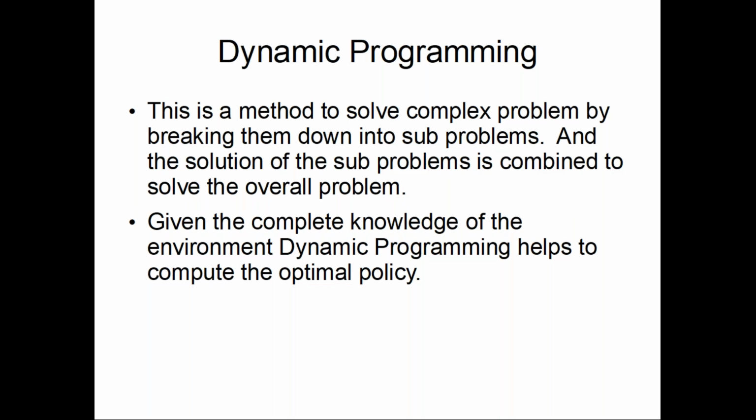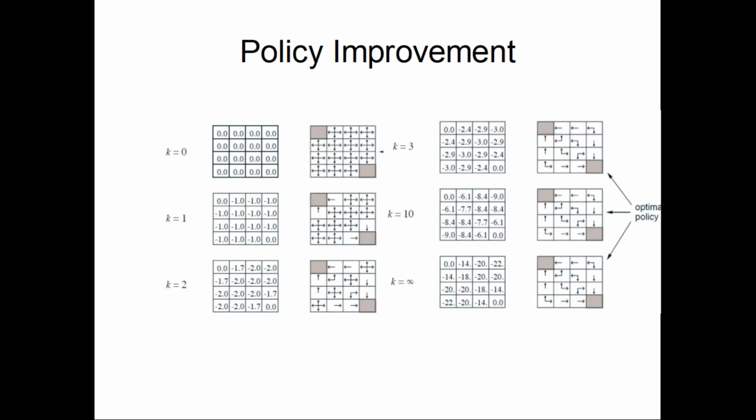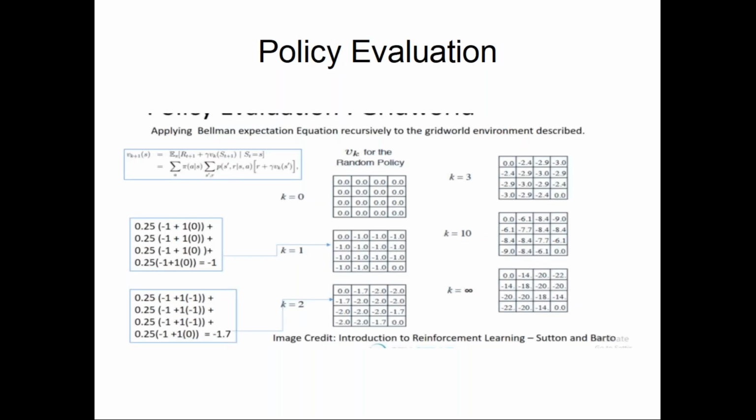Now let's look ahead. In this case, there are two aspects: one is policy evaluation and the other is policy improvement. First, let's take an example: a 4x4 grid. This is your start state, and this is your goal.